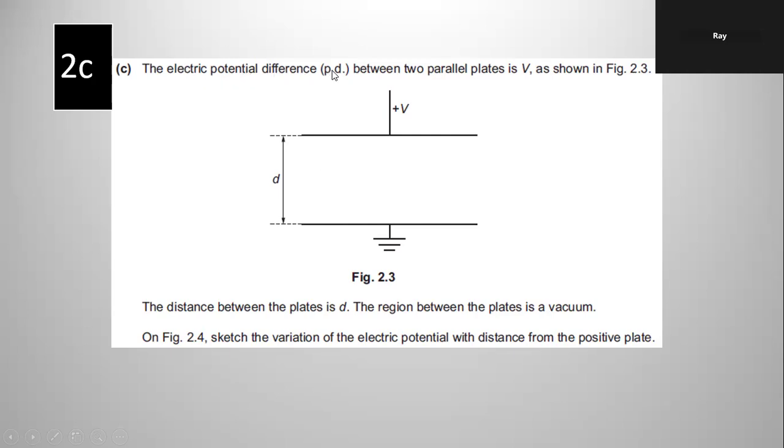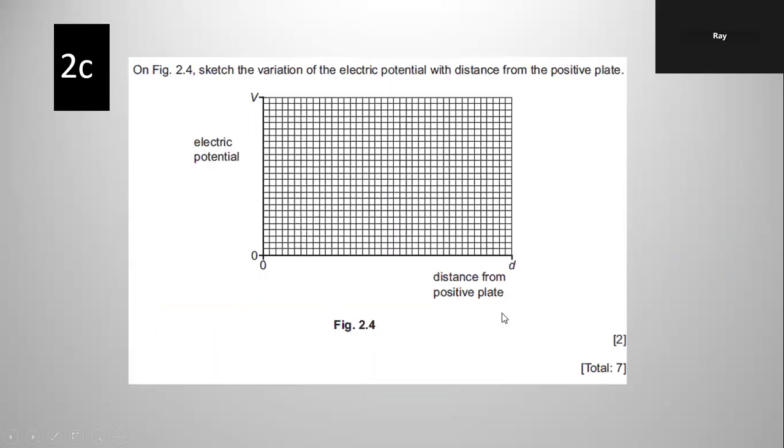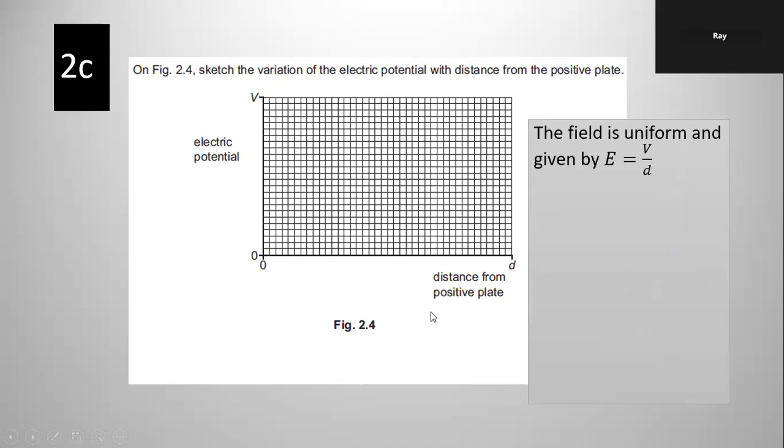Uniform field. The electric potential difference between two parallel plates is V, as shown in figure 2.3. The distance between the plates is d. The region between the plates is a vacuum. On figure 2.4, sketch the variation of electric potential with distance from the positive plate. Can you remember? You cannot remember? Work it out. There is the definition of electric field between parallel plates.